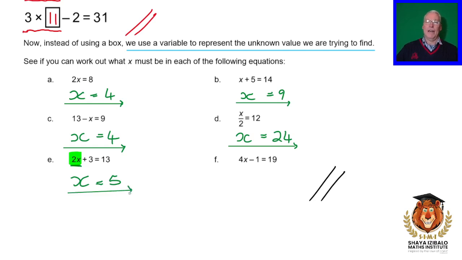And the last one, 4x minus 1 is 19. So 4x subtract 1 is 19. That means that this piece must actually be 20, mustn't it? So that when we subtract 1, we get 19. So 4 times something must be 20. 4 times x must be 20. So what must x be? x must be 5.